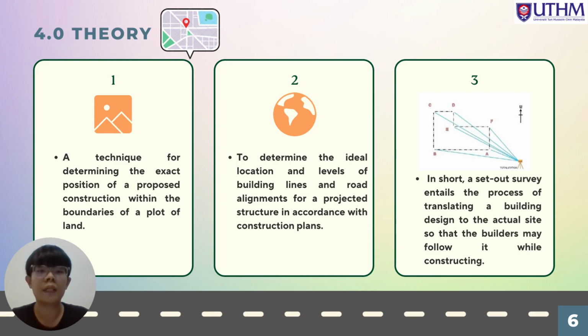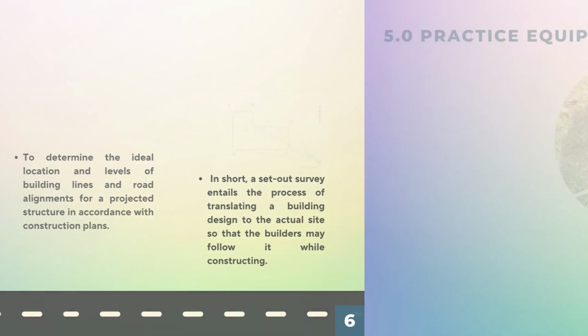A setting out survey is a technique for determining the exact position of a proposed construction within the boundary of a plot of land. By using various approaches and tools, the purpose of setting out is to determine the ideal location and level of building lines and route alignment for a project structure in accordance with the construction plan. In short, setting out survey entails the process of translating a building design to the exact site so that the builder may follow it while constructing.